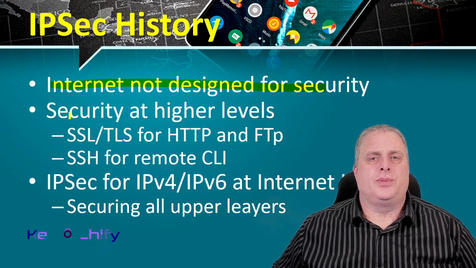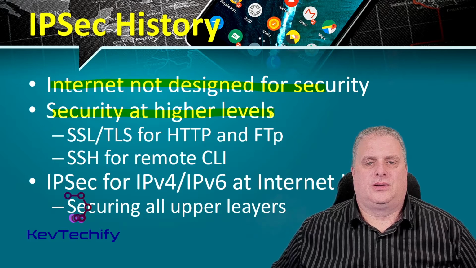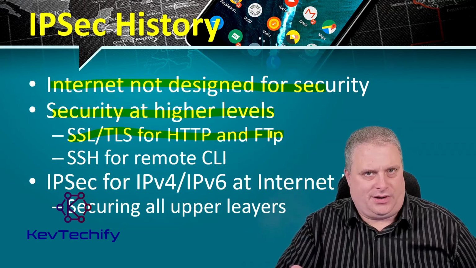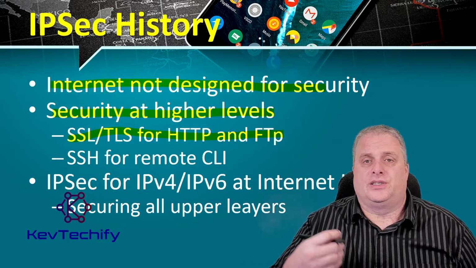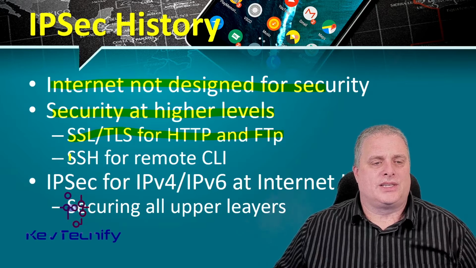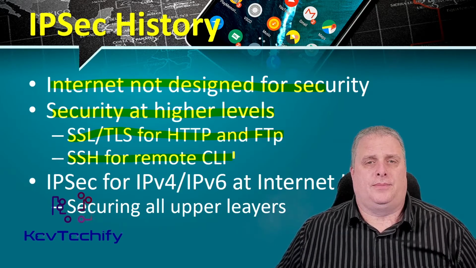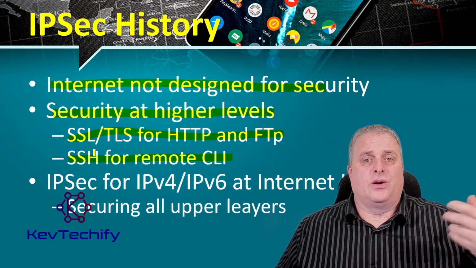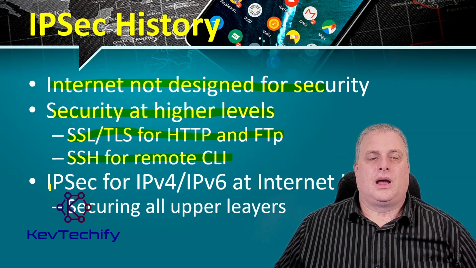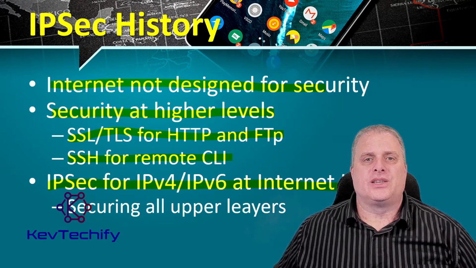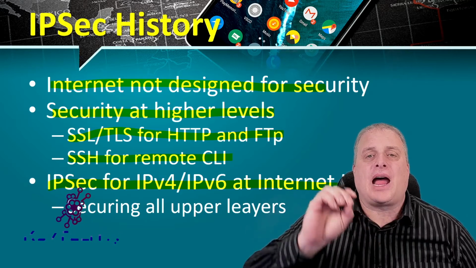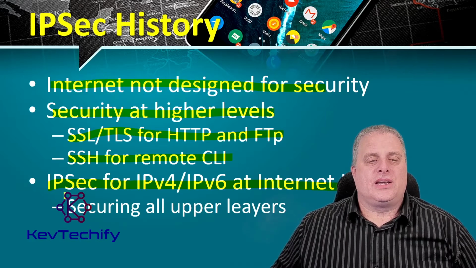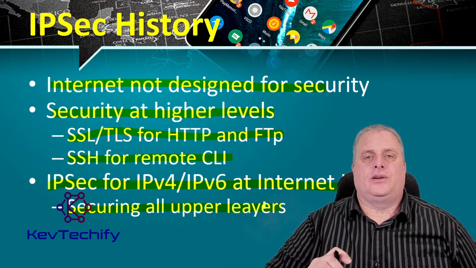Security was implemented at higher levels, like SSL and TLS for HTTP and FTP. That gives us our HTTPS and our secure FTP, or also SSH, our secure shell for remote command line. But what about the other applications that needed security? IPsec was designed to solve this problem, to implement security for IPv4 and IPv6 at the internet layer. What this does then is it secures all the upper layers in the OSI model.